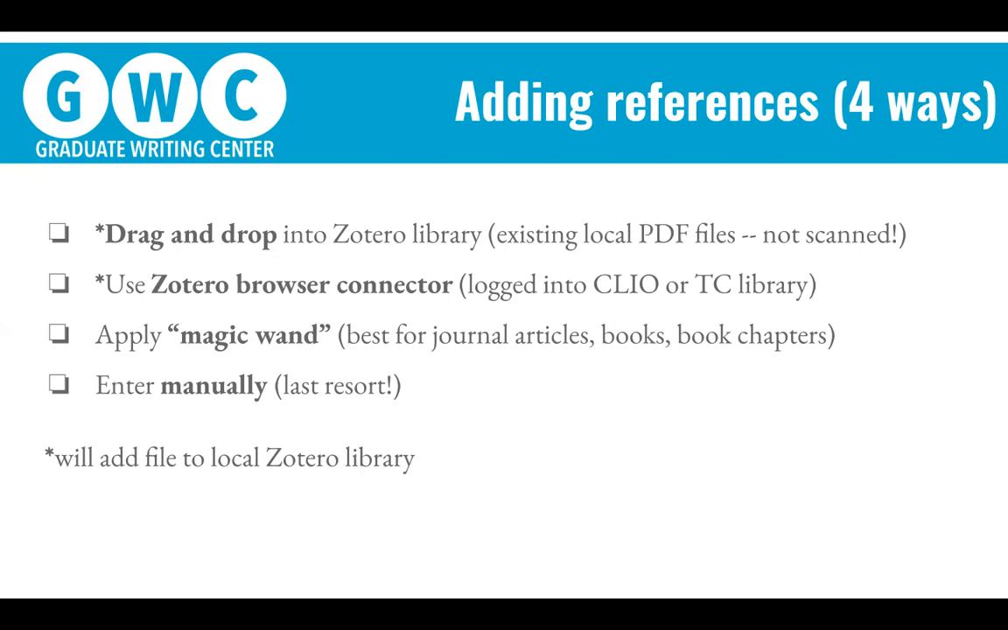A third function is using the magic wand, which is not the official name, but the name that I'm giving to this particular function. And the magic wand function is best suited for pulling reference material from journal articles, books, as well as book chapters. And there's a reason for this, which I'll go into in just a moment. And as a final resort, if none of the 3 above functions work for you, then you can always add references into your library manually by individually inputting the required field information for the citation.